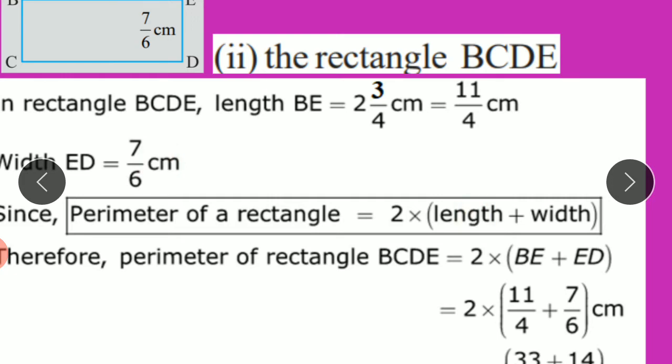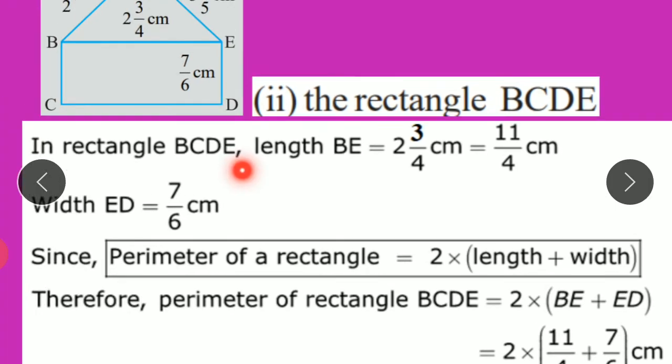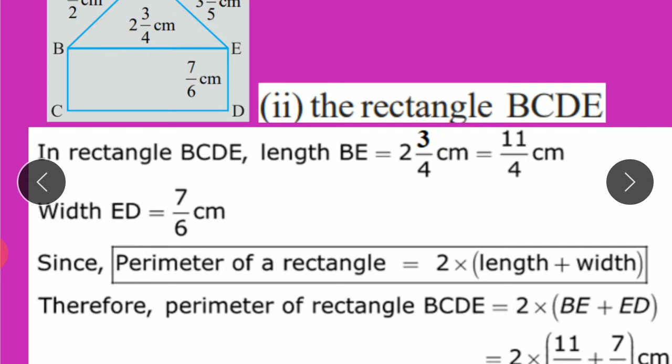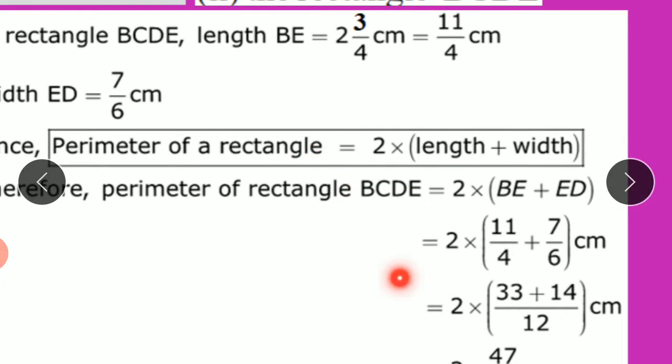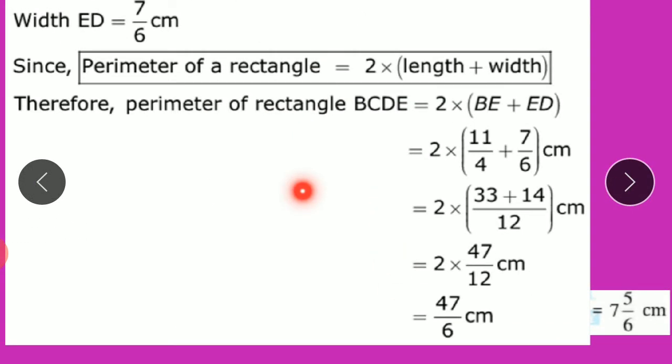Perimeter of a rectangle. You may ask, ma'am, for the triangle we didn't use any formula. Yes, at present you haven't learned any formula to find the perimeter of a triangle. That's why we added all the 3 sides. You can apply the same method here for the rectangle. You can add all the 4 sides. This side is 2 and 3/4 centimeter, because if BE is 2 and 3/4, CD is also the same. CD plus DE plus EB plus BC, by adding all four sides you will get the same answer. For that we apply the formula, so we can get the answer very easily.